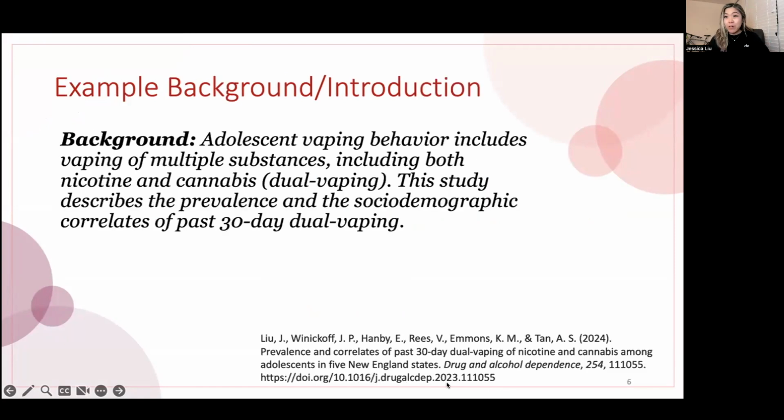I have examples of sections of abstracts from a quantitative paper that I published quite recently on dual vaping of nicotine and cannabis among adolescents. Citation is included here, so you can totally just look this up. I'm not going to read this word for word, but I do want to show you all an example of each of these sections, and then you can all see it together in the citation.